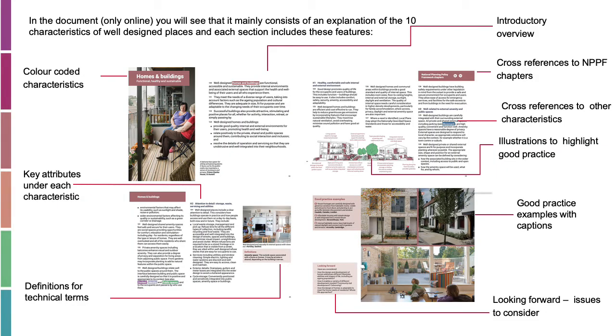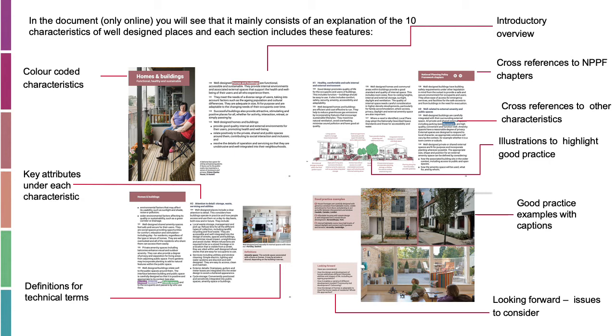Now, if you've looked at the document, which is only available online, you will see that what it mainly consists of is an explanation of the 10 characteristics of well-designed places. This screen is taken from the Homes and Buildings section, and it in fact shows 4 pages from the guide. And each section includes a number of features.